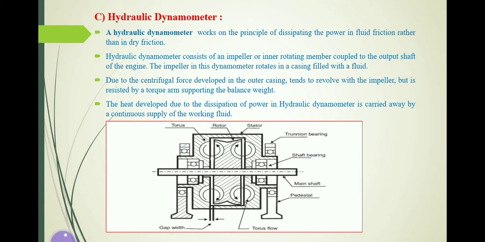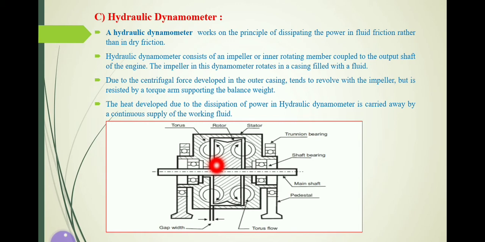In this hydraulic dynamometer, a main shaft is there. On this main shaft, one rotor is going to be applied. This is the internal rotor. That means if the main shaft is going to rotate, this rotor is also going to rotate. And then one stator is placed around this rotor, having some amount of distance between the rotor and stator. That means rotor and stator are not in direct contact with each other. They have some space between them.